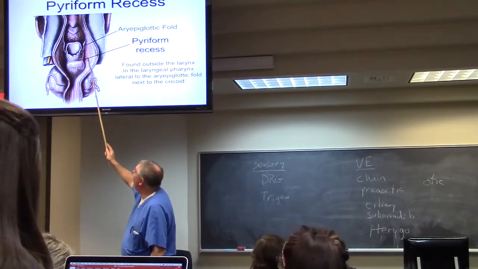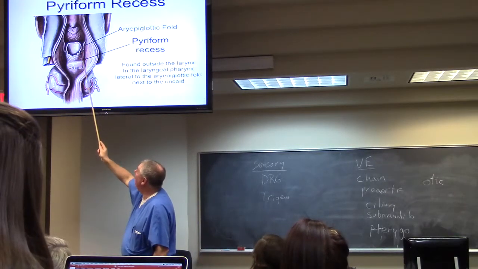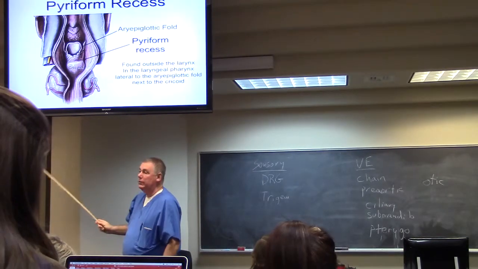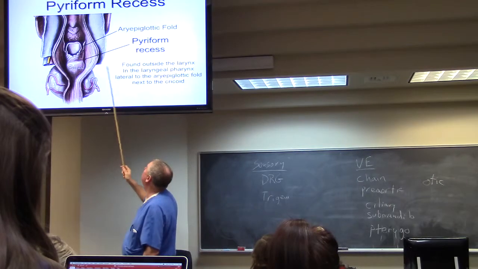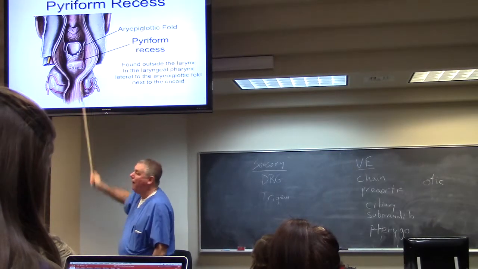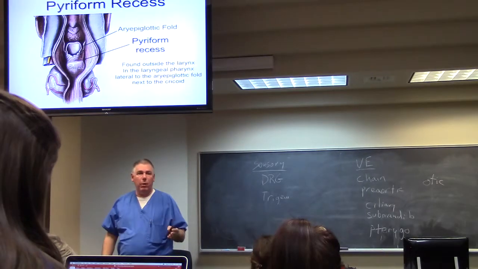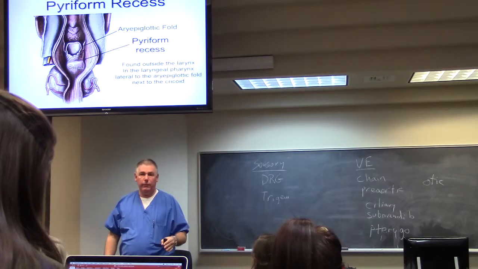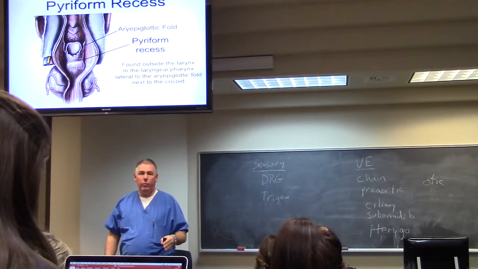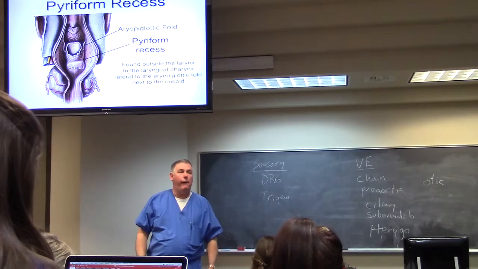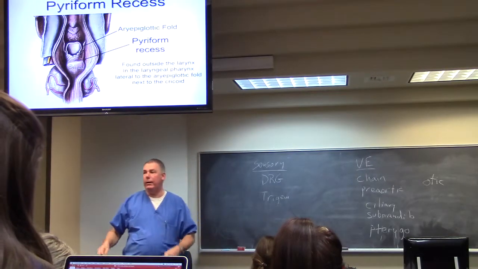This little area outside the larynx, right there, is called the piriform recess. This is where chicken bones, Skittles, and everything else gets stuck. The piriform recess. It's outside the larynx.